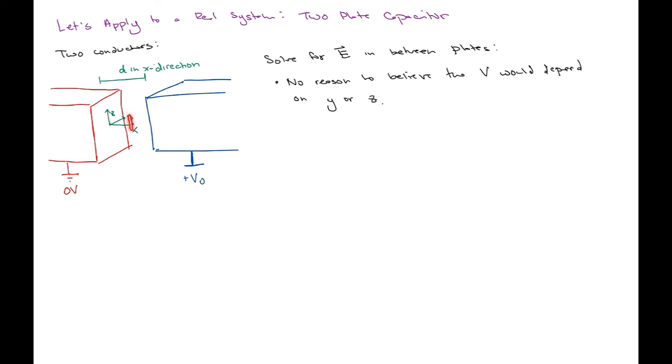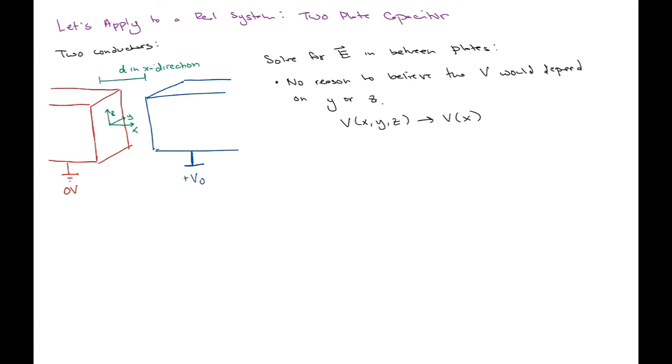It's not changing up or down because this is at a constant potential. This is at a constant potential. If I'm right in between them, I'm going to be away from any edge effects. Okay, so if that's true, then I can just rewrite a potential that could potentially depend on the 3 directions as just a V sub X.